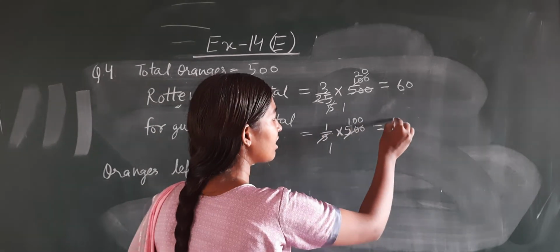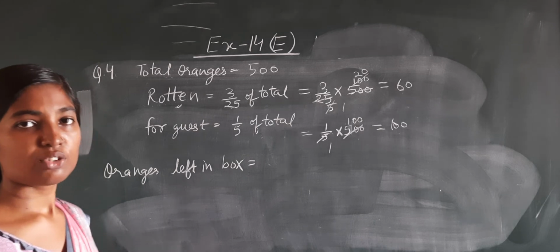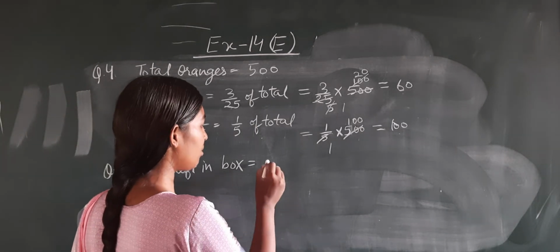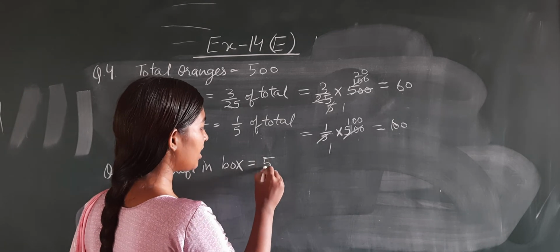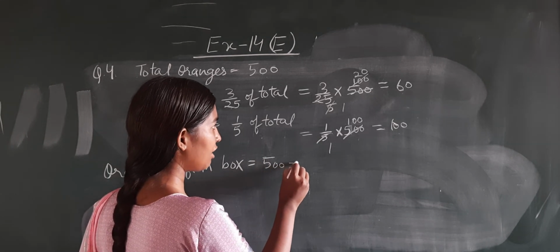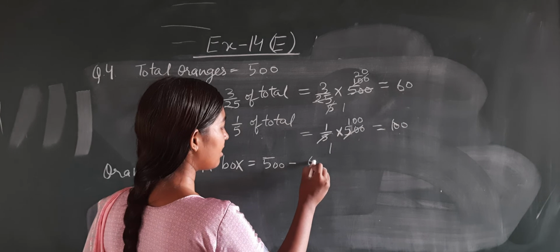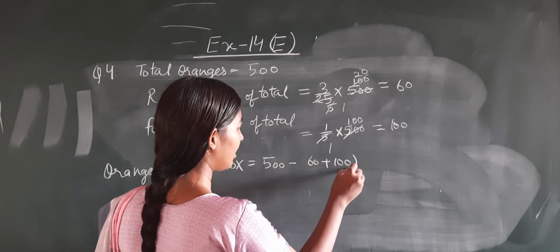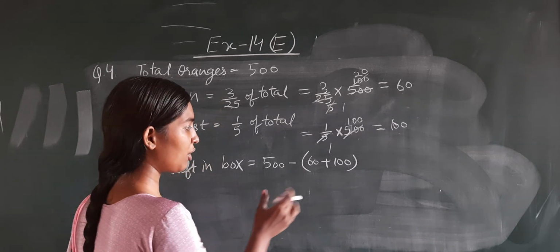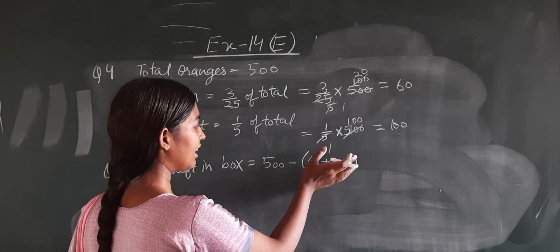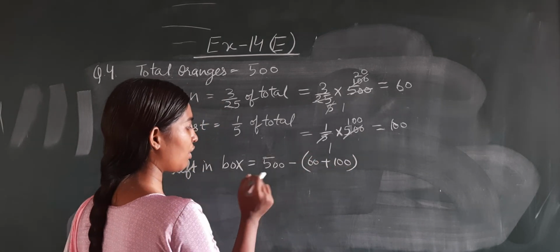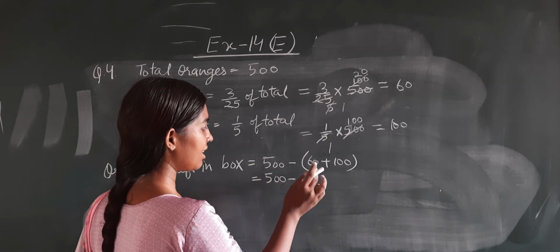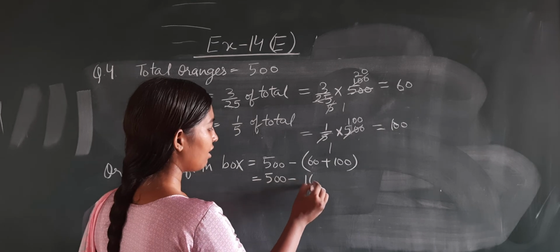100 oranges are kept for guests. So how many are there in total for you, for the family? How much is remaining? So the remaining oranges will of course be 500 minus 60 plus 100. We put these two in a bracket because we have to add these two, and then subtract this total from 500. Okay, 500 minus 60 plus 100, that is 160.